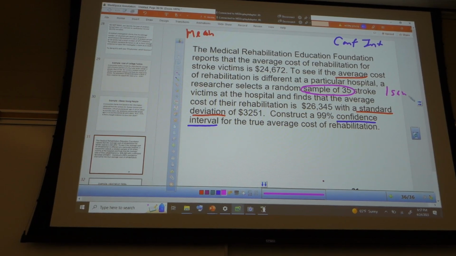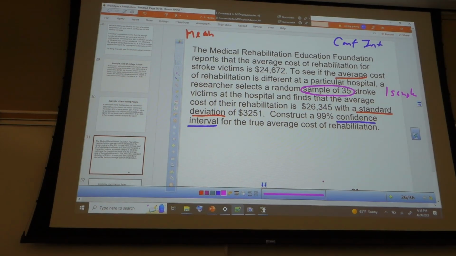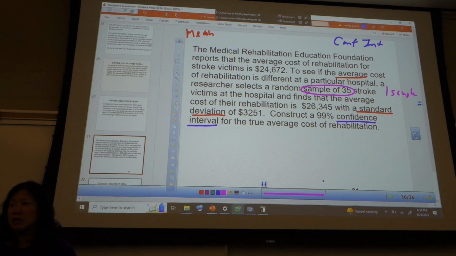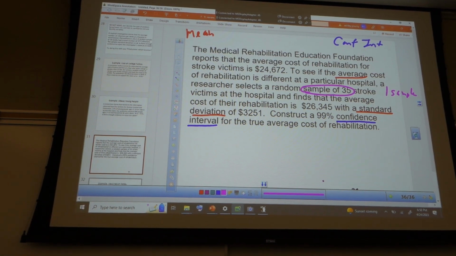Okay, so everybody do this one. It is a mean, it's a confidence interval, one sample. All right, so it is a mean, so means we use what? T, and it's a confidence interval, so it should end in interval. So it starts with T and ends in interval. So that would be the T interval.